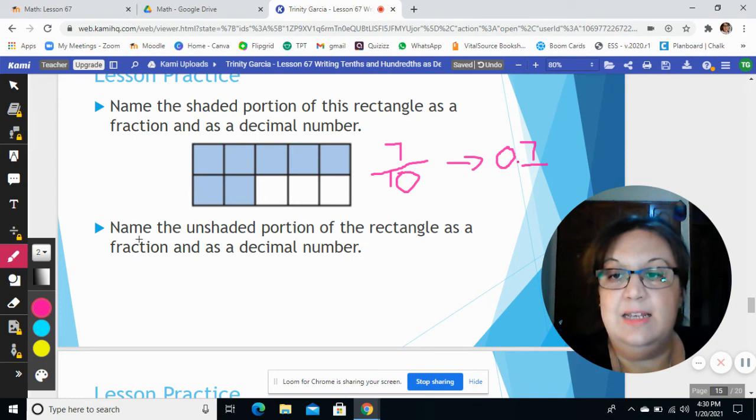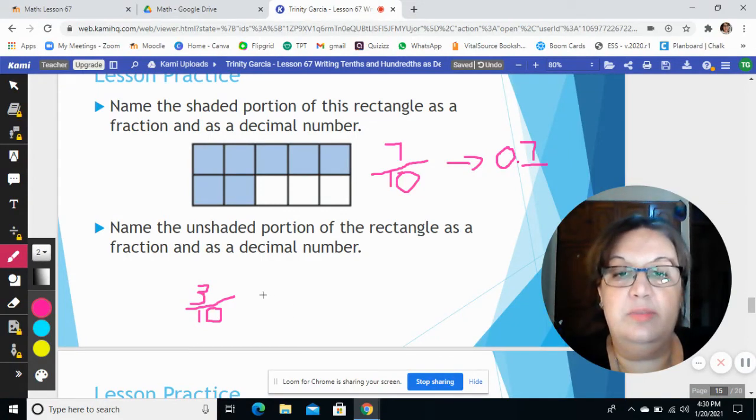All right. Name the unshaded portion of the rectangle as a fraction and the decimal number. So same thing. We know 10 is on the bottom because we still have the same amount of squares. But now we only have 3 on top as our numerator. So there's our fraction, 3/10. And we're going to write our decimal number as 0.3.